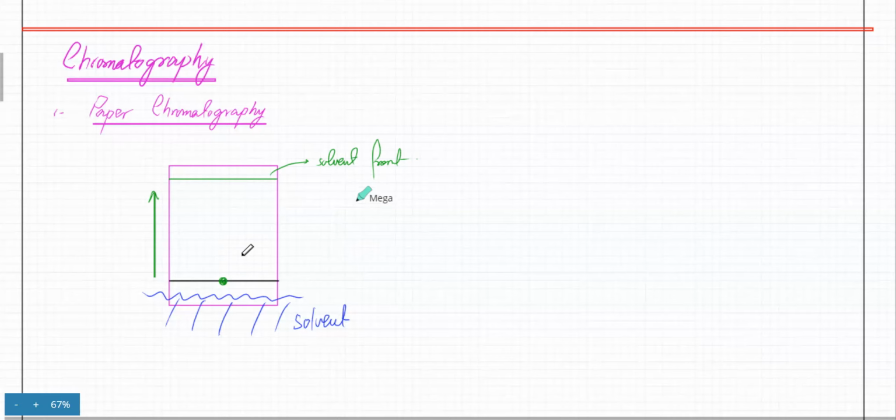So there's a solvent front, and as the solvent moves, the dye also starts to move. The dye starts to travel with the solvent. Now if the dye is a mixture, let's say a mixture of dye 1 and dye 2, some dyes would cover a larger distance, some would cover a lesser distance. So why do you think the dyes are getting separated?